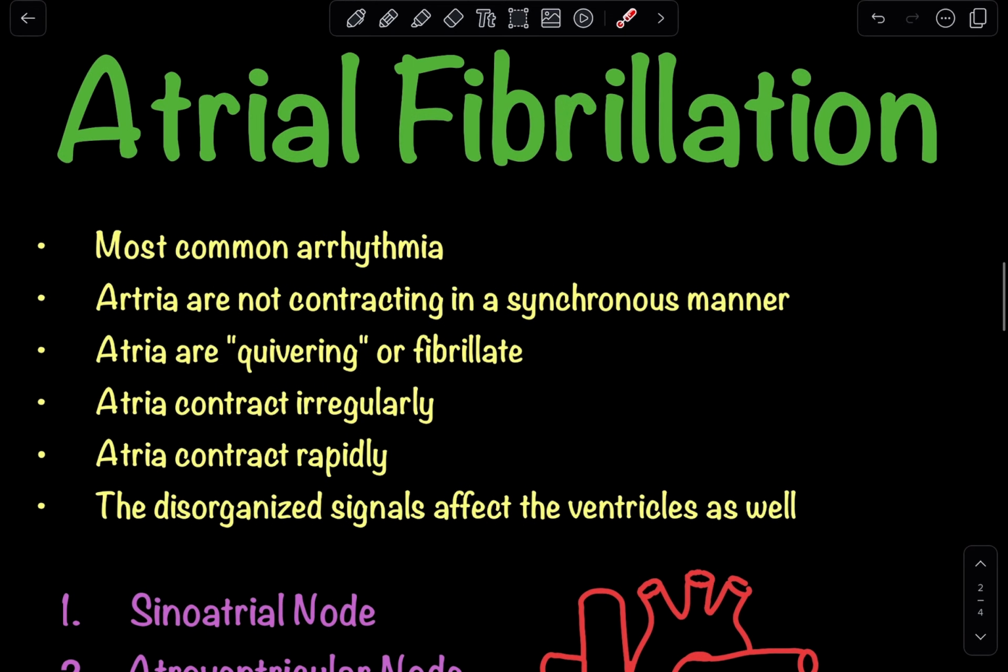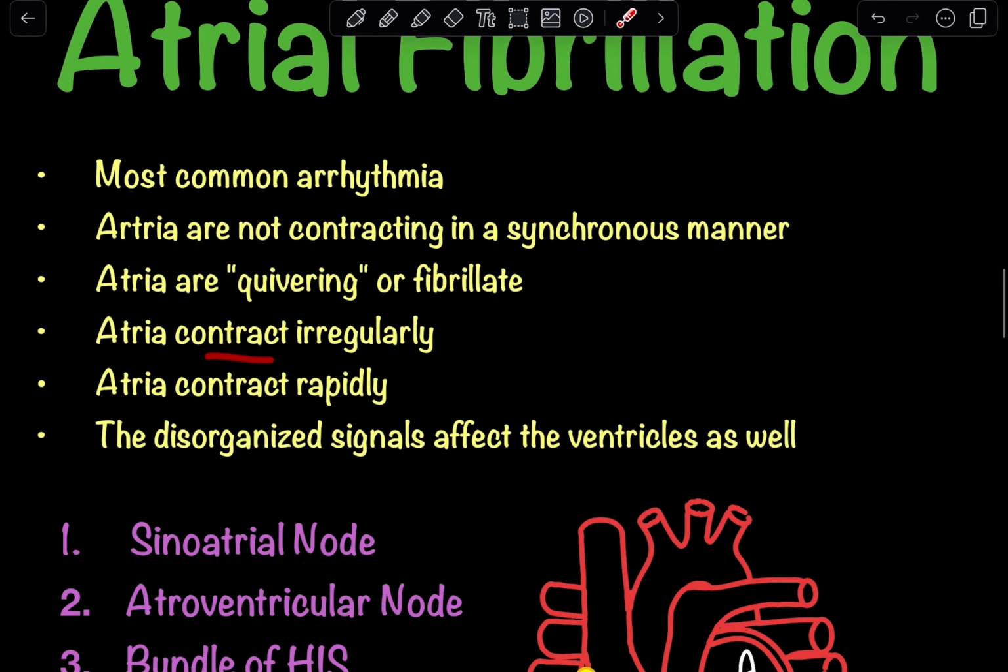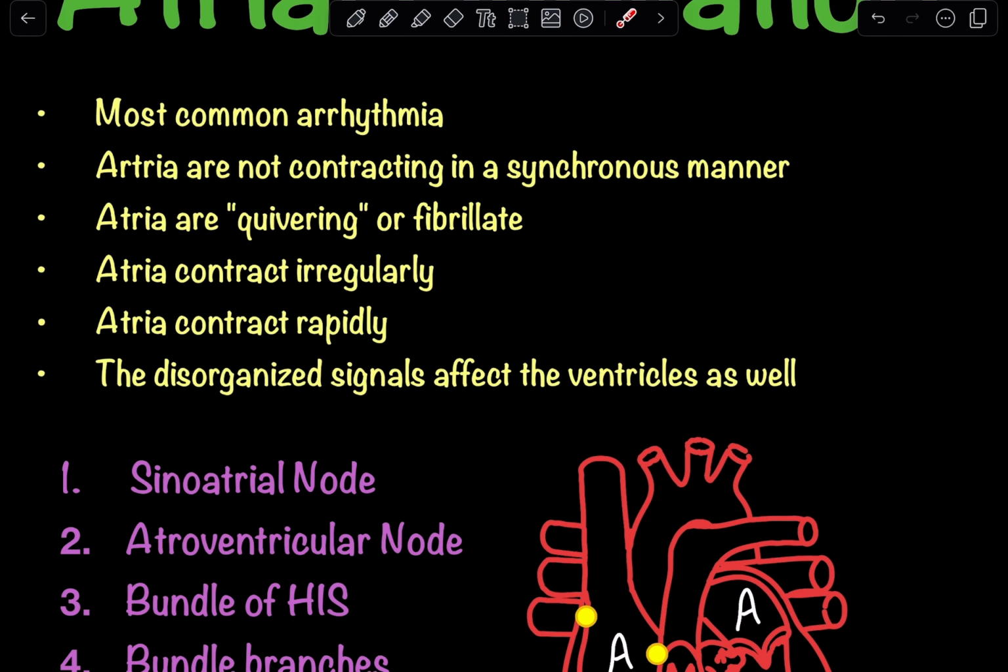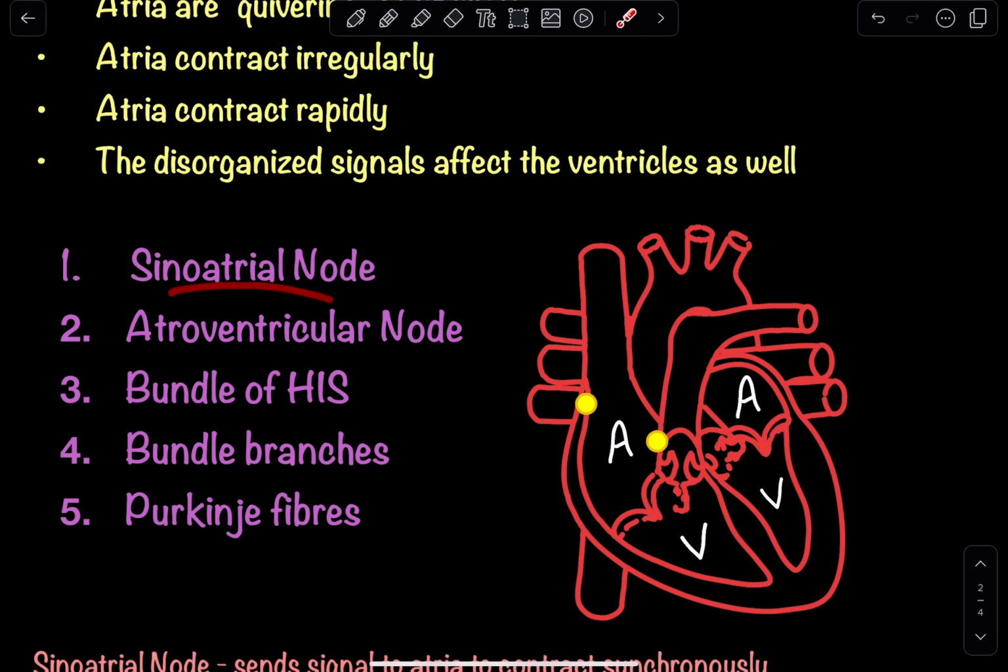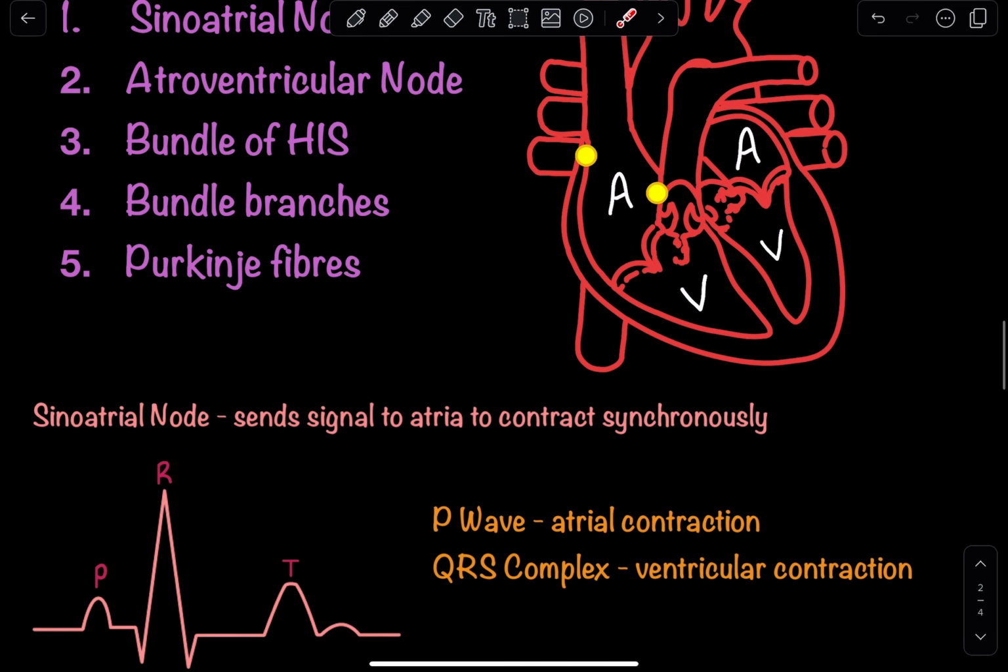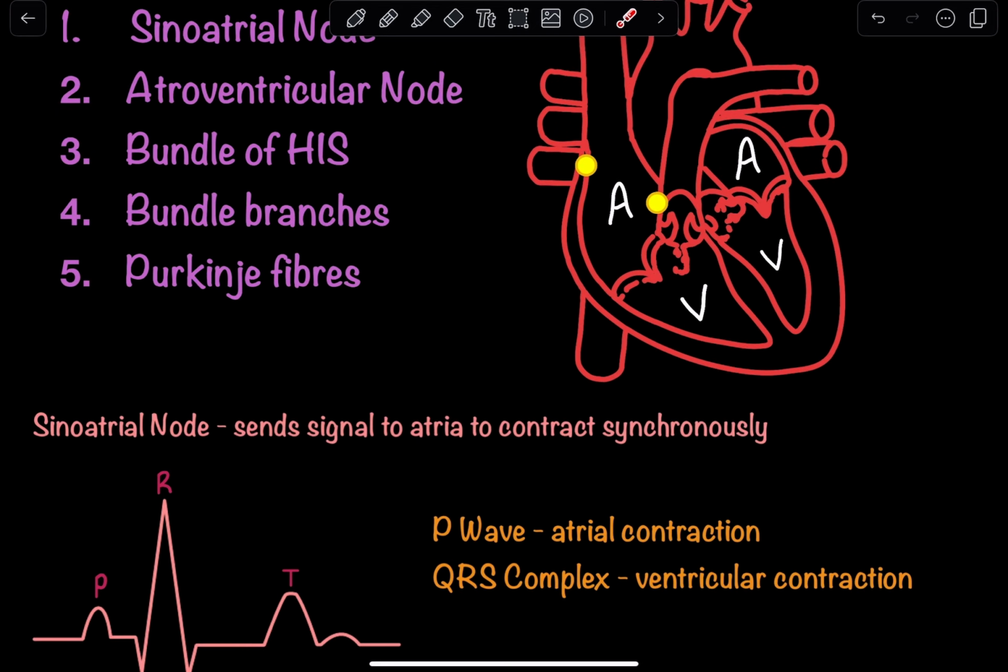But going over quickly again, atrial fibrillation is when the atria are contracting irregularly due to these external signals that are coming in that is not the SA node. So remember, in normal heart rhythm, the SA node sends the signal to contract the atria in a synchronous manner, and in atrial fibrillation, the atria are contracting in a non-synchronous manner.